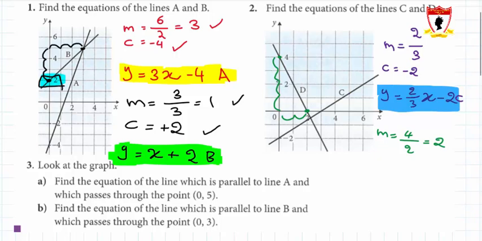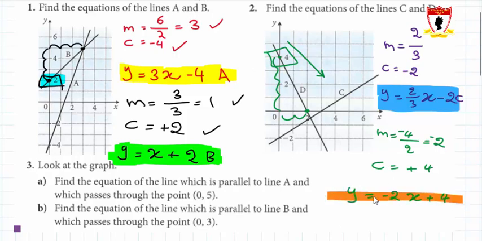But line D, if you look at it from left to right, it's going down. The gradient must be negative. And C, where does line D cross the y-axis? Right here when y is equal to 4, so C is equal to positive 4. The equation is like this: y equals negative 2x plus 4. So we got the fourth equation. Now question 1 and 2 done.